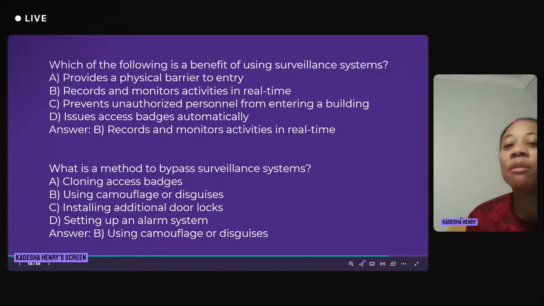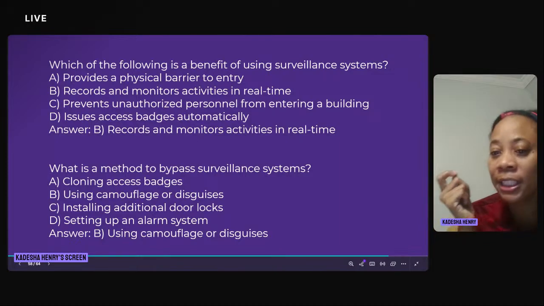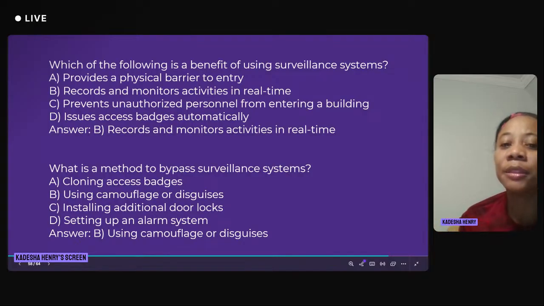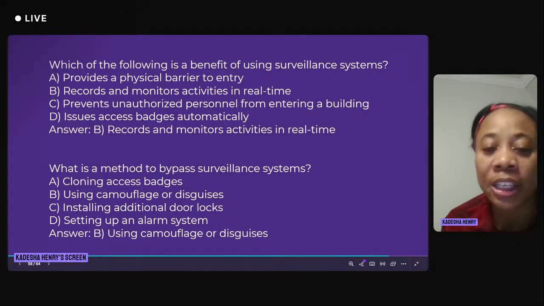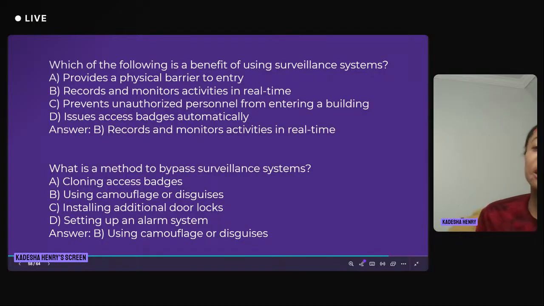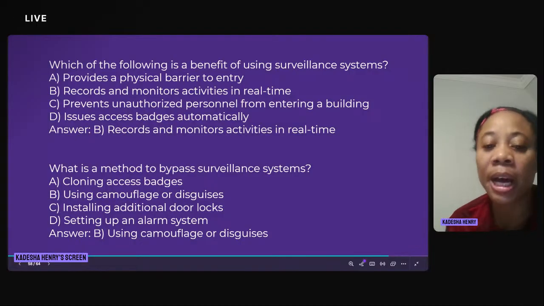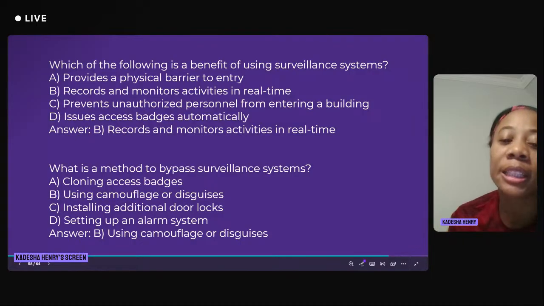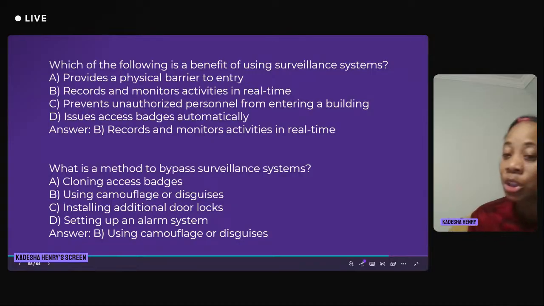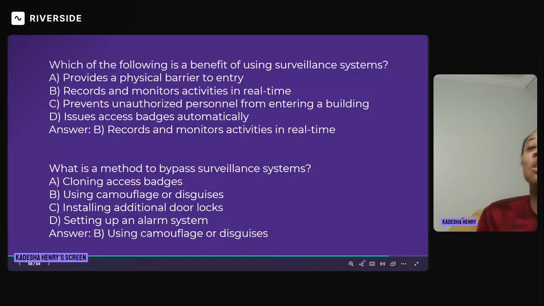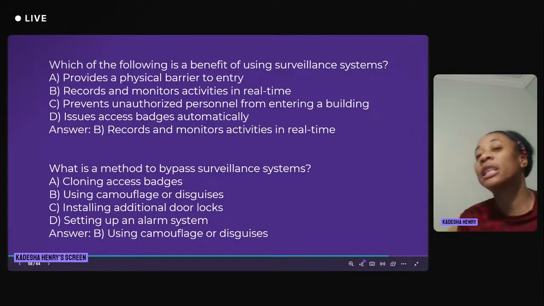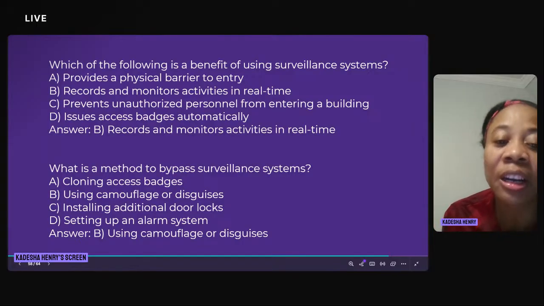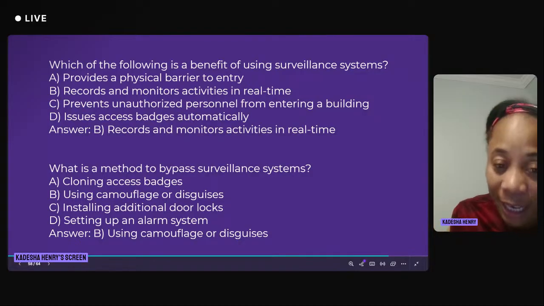Okay, so which of the following is the benefit of using a surveillance system? A, provides a physical barrier to entry. B, record and monitor activity in real time. C, prevent unauthorized personnel from entering a building. D, issue an access badge automatically. Because surveillance has to do with monitoring activity, and you get those activities in real time, surveillance is part of physical security. It is there to monitor and record activities in real time.